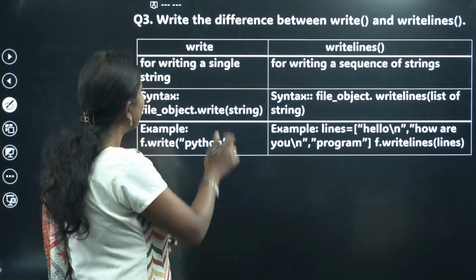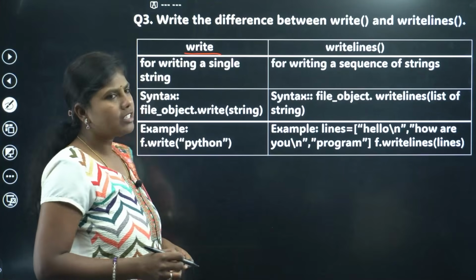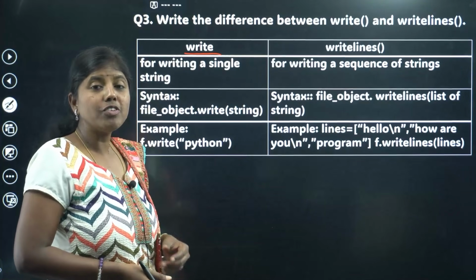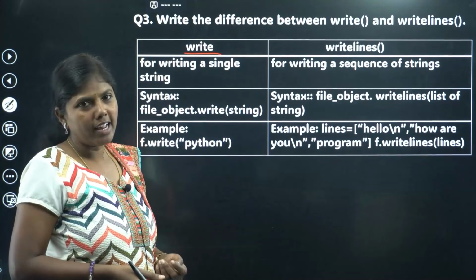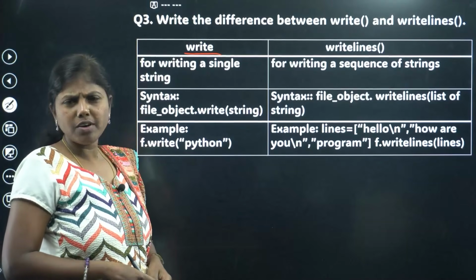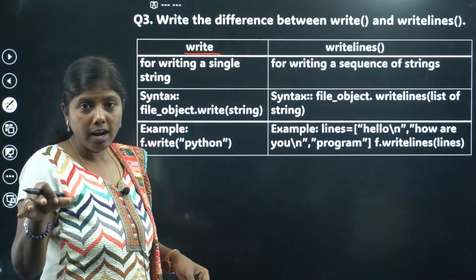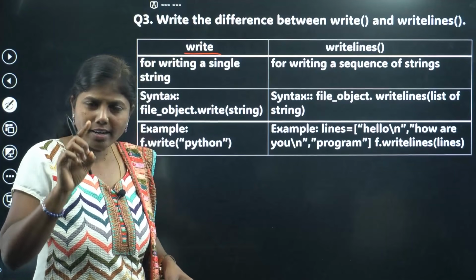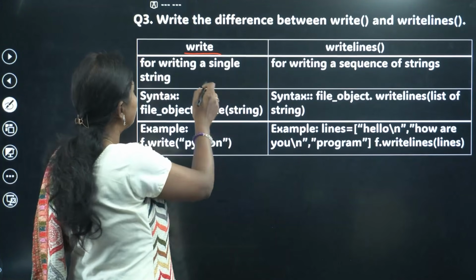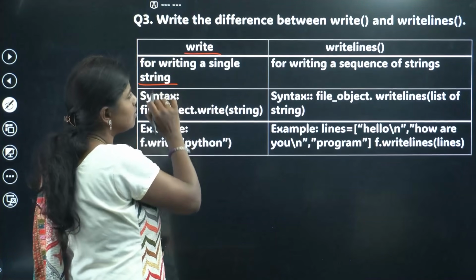So this write function is basically used for writing a single string to the file. I just want to write one string. I just want to write hi, hello, Python, not all. I just want to write only one string at a time to the file, which means I can make use of this for writing a single string.